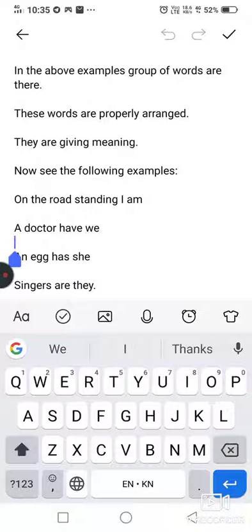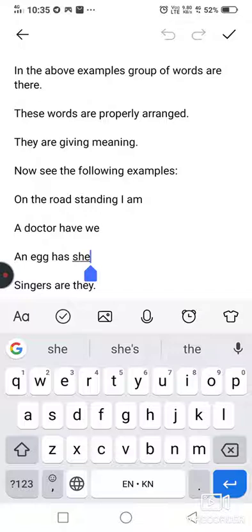Next example, an egg has sea. Is this a sentence? Whether here words are arranged systematically, properly, whether this is giving meaning. Now next you see, singers are there. Is it a sentence? Whether words are arranged properly here? Is it giving meaning? No. So these are not sentences because here words are not properly arranged, and these are not giving any meaning and any sense.